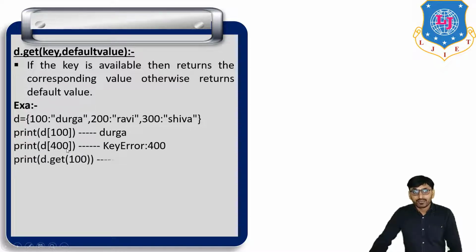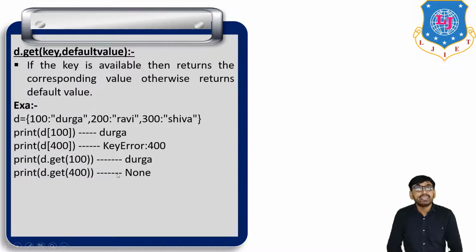Now this is one way to find out a value. Another way, print D dot get 100. So the value corresponding to this 100 key is Durga. And print D dot get 400. But we know that 400 is not present in the dictionary. So we get none returned. So if we use this get method, then it won't raise any error. If the key is not present in the dictionary, then we get output none.